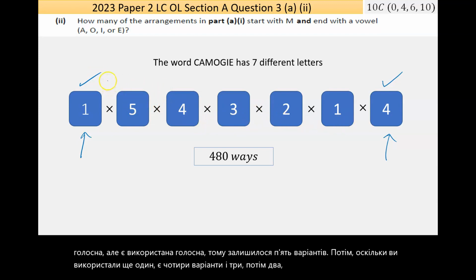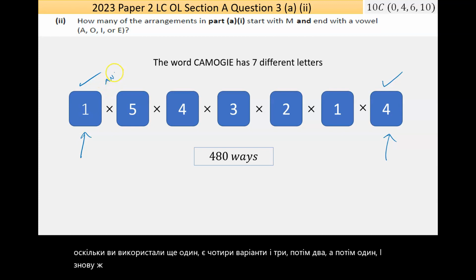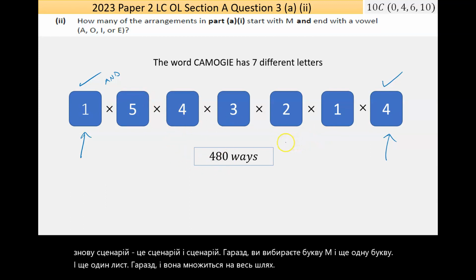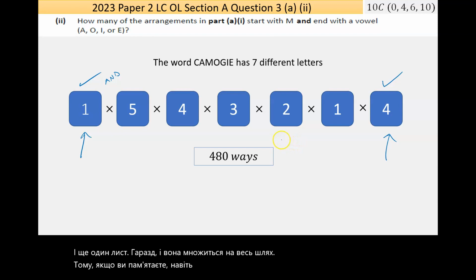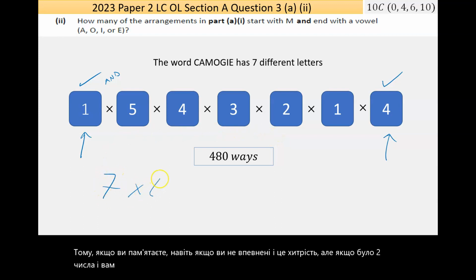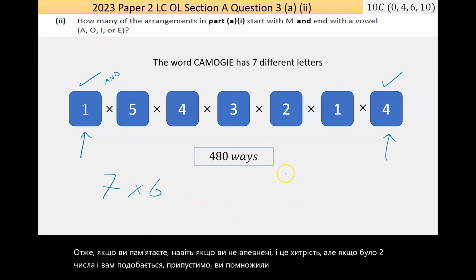And again, the scenario is an "and" scenario. You're choosing an M and another letter and another letter, and it's multiplied all the way along. So if you remember, even if you're not sure, and this is a trick, if there were 2 numbers and, let's say you multiplied 7 by 6, and then you weren't sure and you went, oh, maybe it's 7 plus 6.